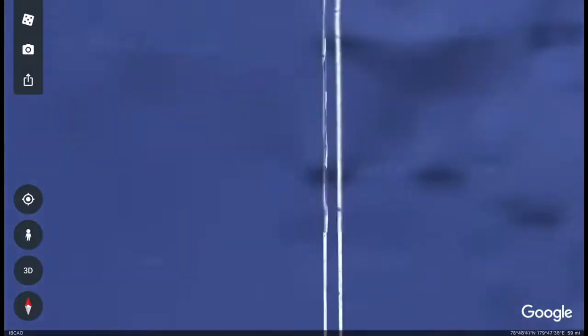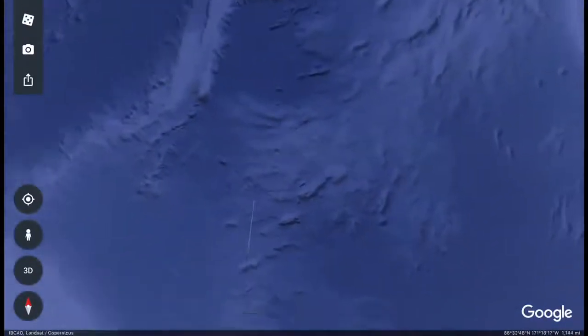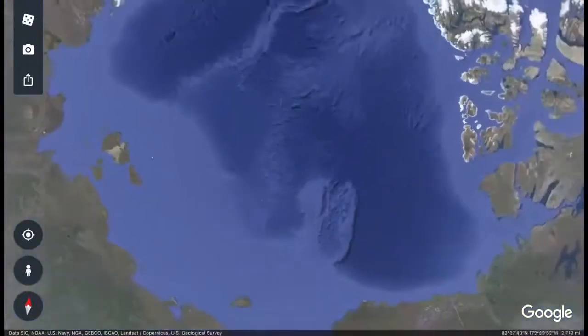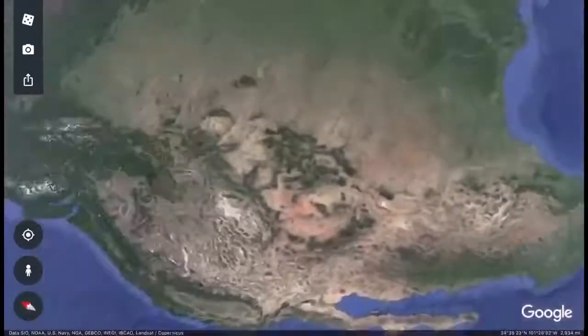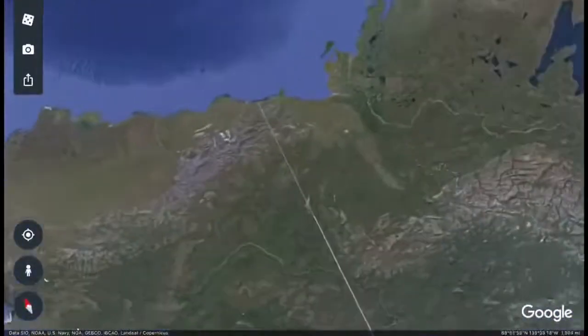It's just, what are we looking at here? What is this? The seam. And then there are these other ocean floor seams kind of converging. It's all so very strange. I don't see any seams anywhere else.